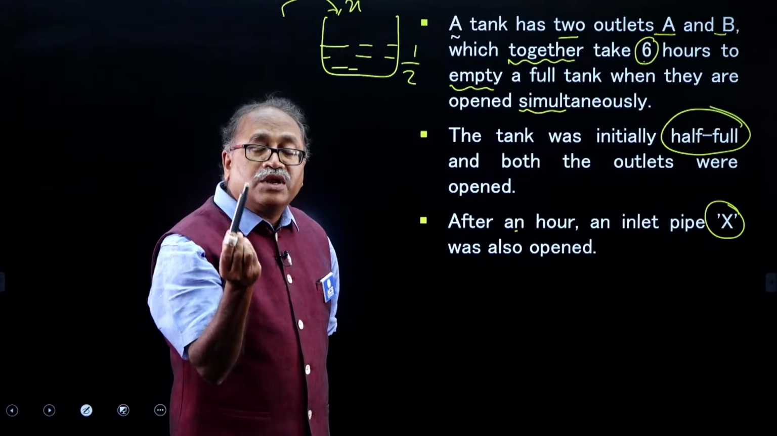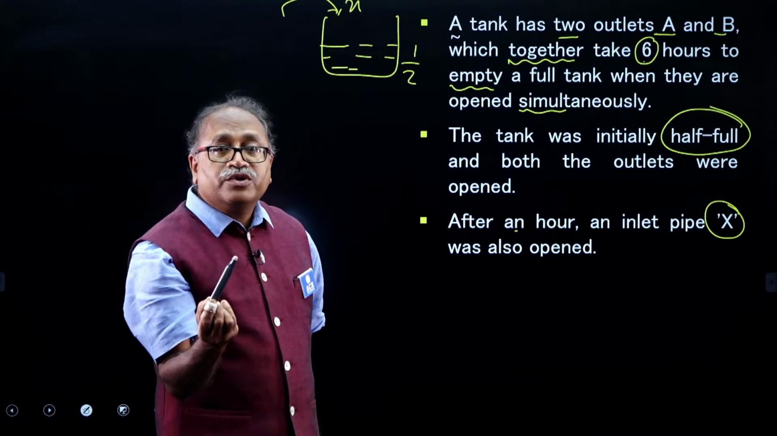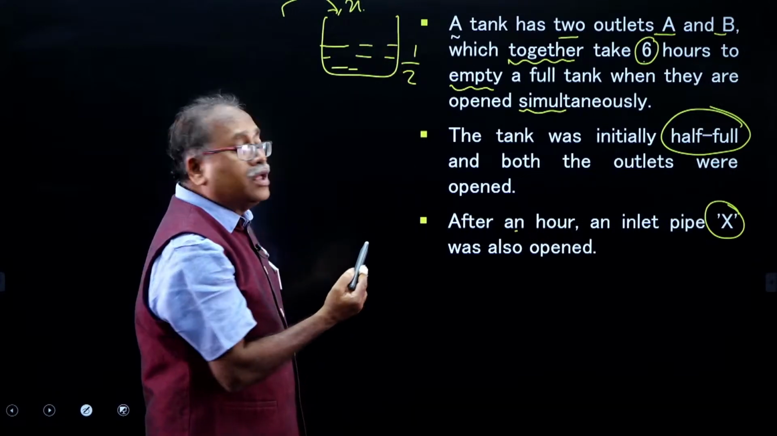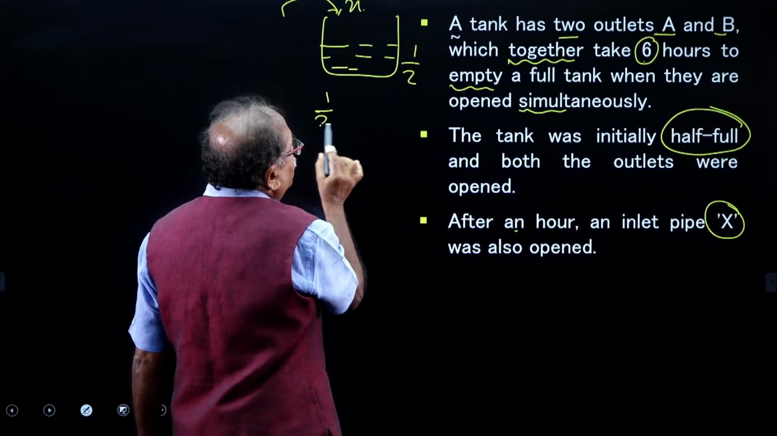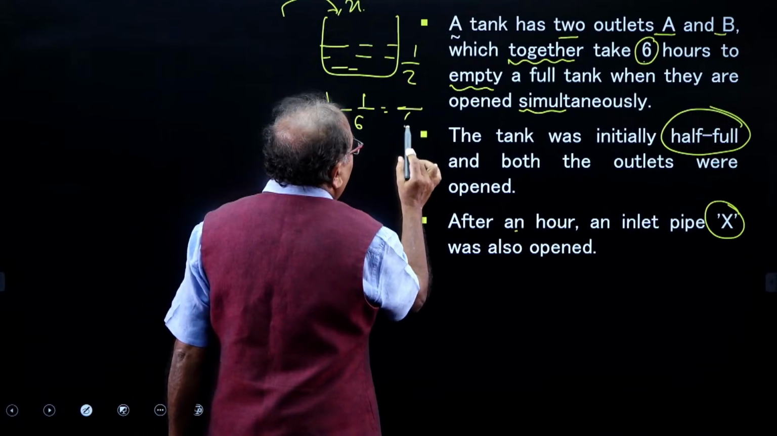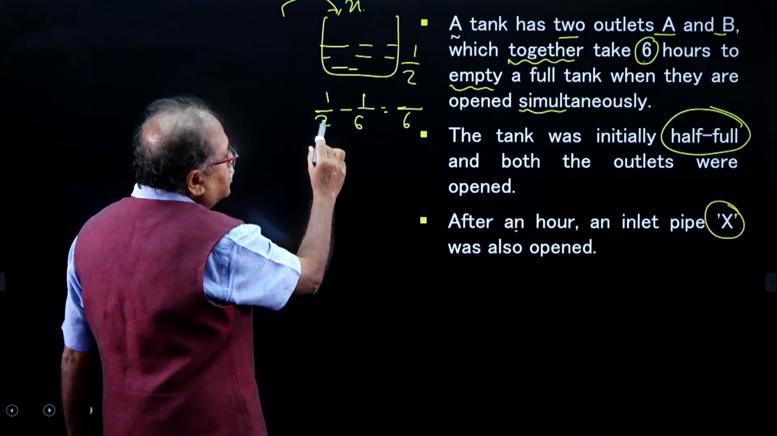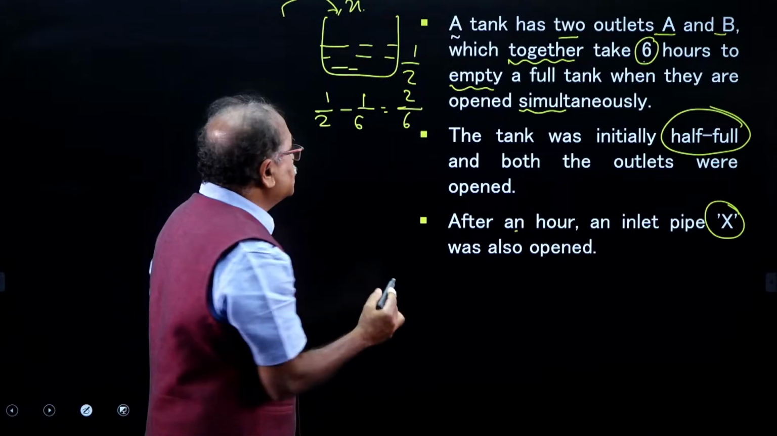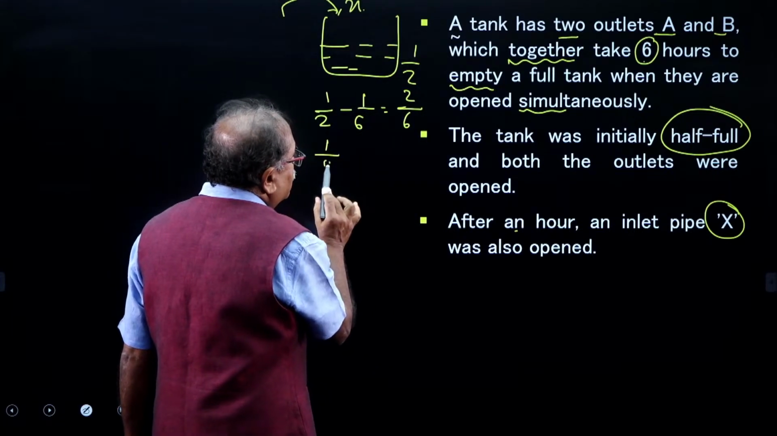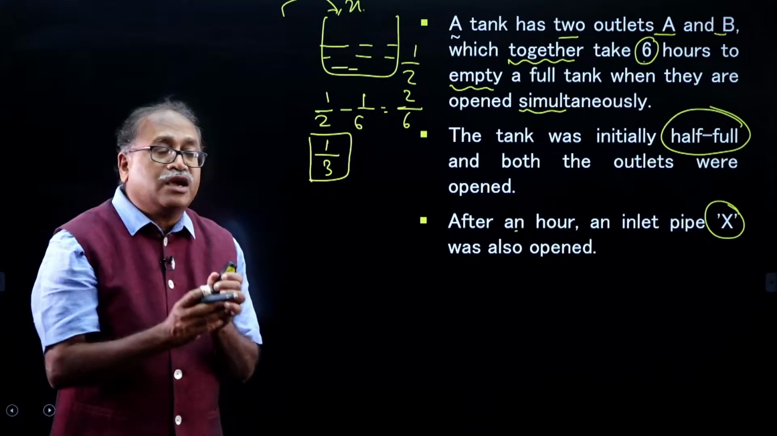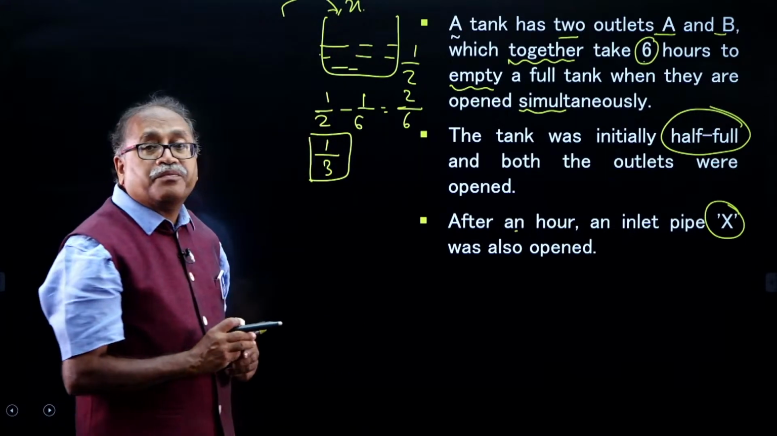Then in 1 hour, 1/6 will be removed. So, what part will be left when this inlet is opened? That is 1 by 2 minus 1 by 6. Here 6 is the LCM, and 3 minus 1 is 2. So, 2 by 6, that means 1/3 of the water is there at the time X is opened.